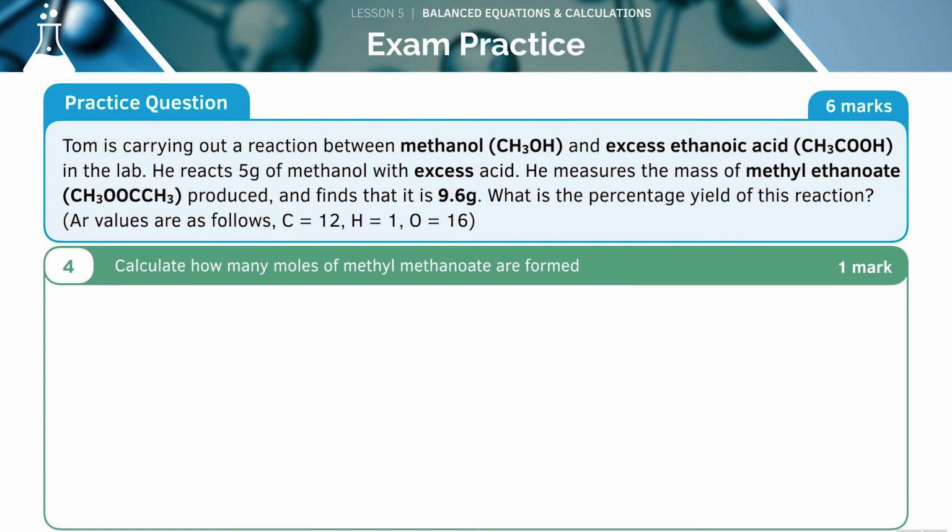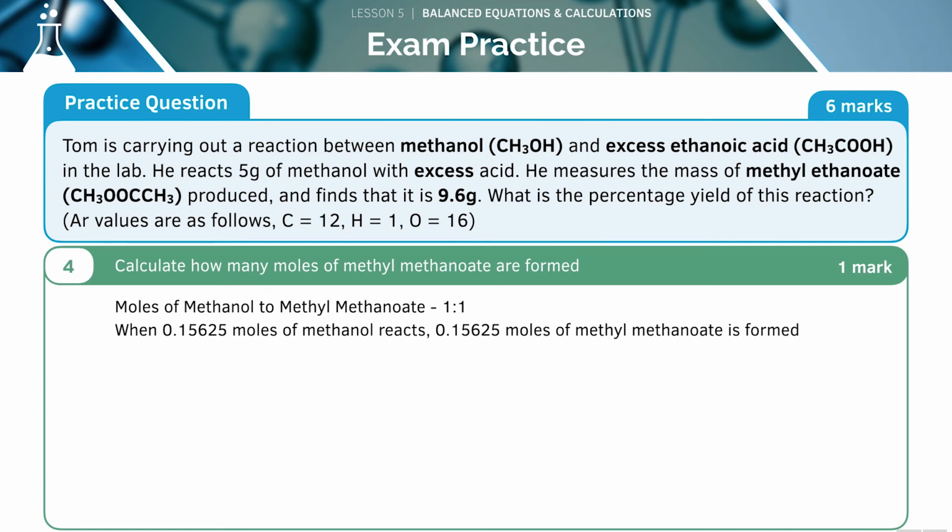According to the equation, the ratio of the number of moles of methanol to methyl methanoate in the reaction is 1:1. This means that when 0.15625 moles of methanol reacts, 0.15625 moles of methyl methanoate will be formed.